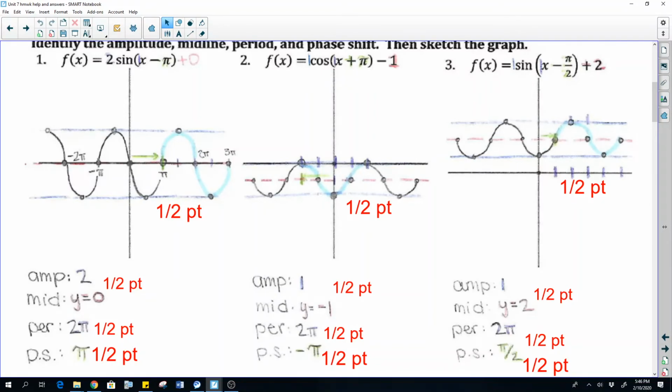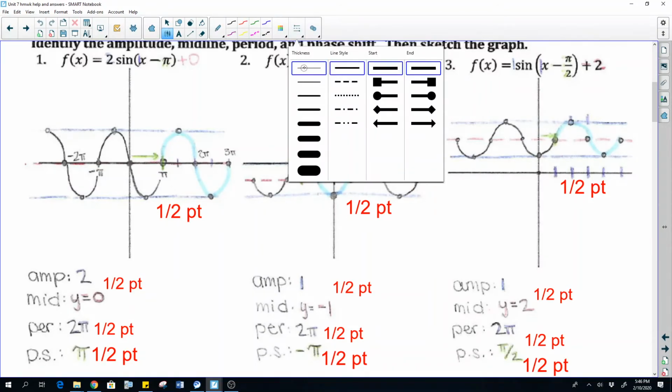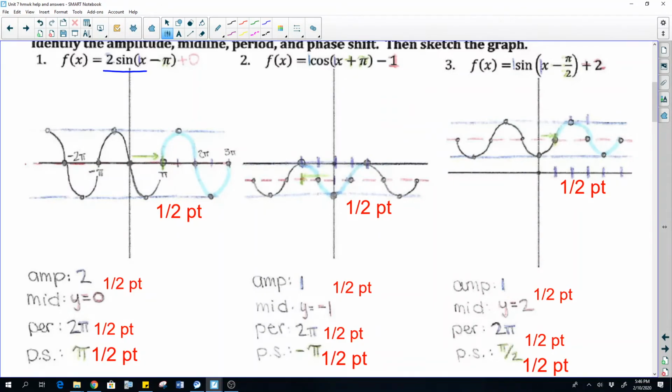You take regular sine of x right there, and you identify the different parts to it. So for example, the amp is 2, midline is 0 because nothing's there. Awesome, amp is 2. And then the period is 2 pi over b, where our b is just 1. Cool, 2 pi.